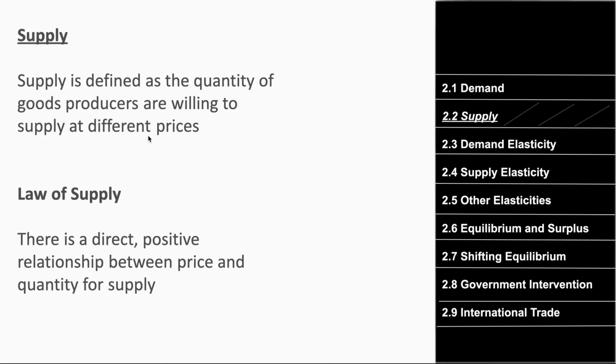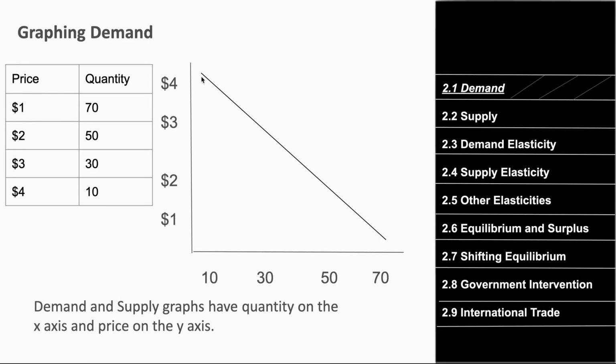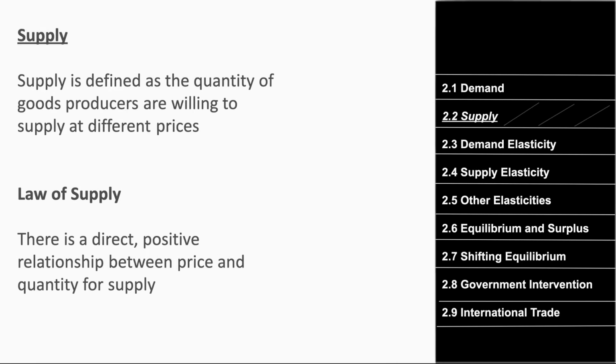Now we have supply. Supply is just the amount producers are willing to supply of different products at different prices, and how much they're willing to supply based on that demand. The law of supply is a direct and positive relationship. So you see how this is downward sloping and decreasing? The law of supply is that the more expensive a product is, the more people want to produce. This is because producers want more and more money, right? So the more expensive a product, the more quantity they want to produce. So it's a direct positive sloping line, unlike this one here.